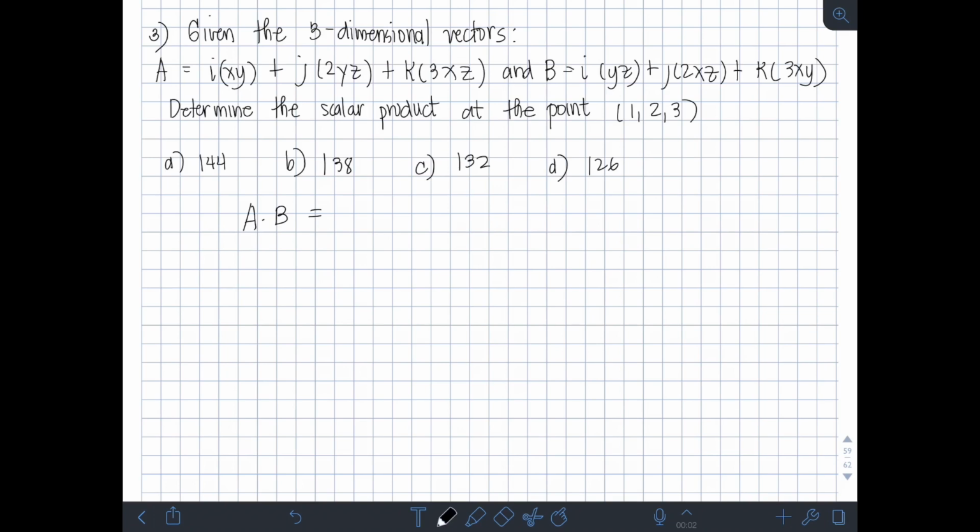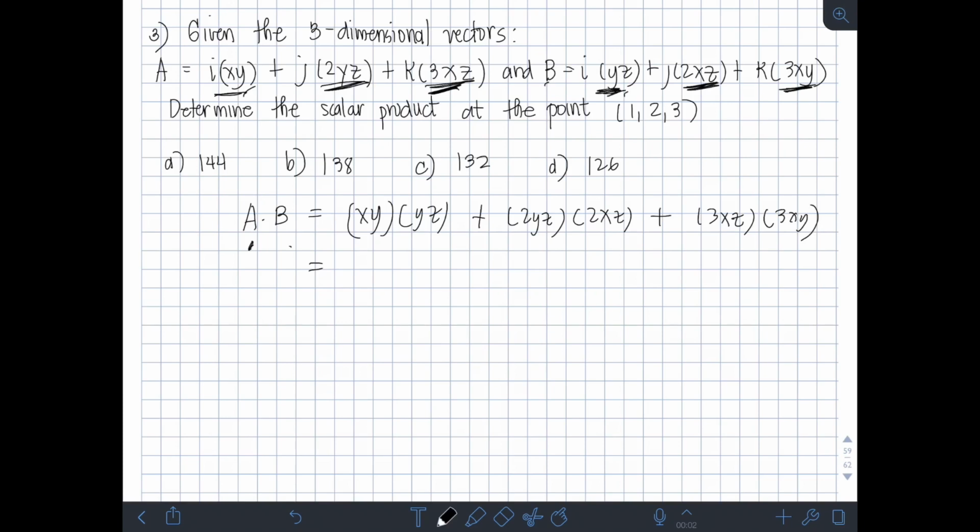So, therefore, the dot product of vectors A and B is equal to the product of their i components, which is xy for vector A, times yz for the i component of vector B, plus the product of the j components, which is 2yz for vector A times 2xz for the j component of vector B, plus the product of the k components, which is 3xz for vector A times 3xy for vector B.